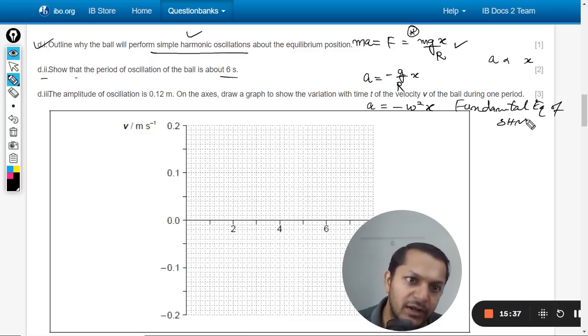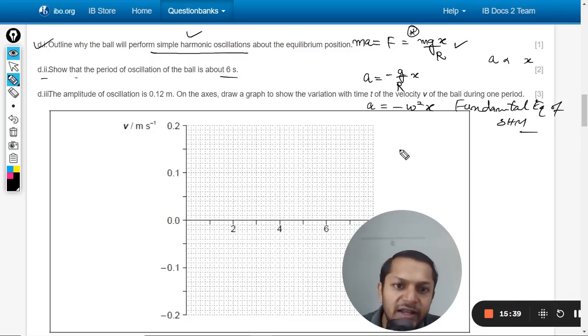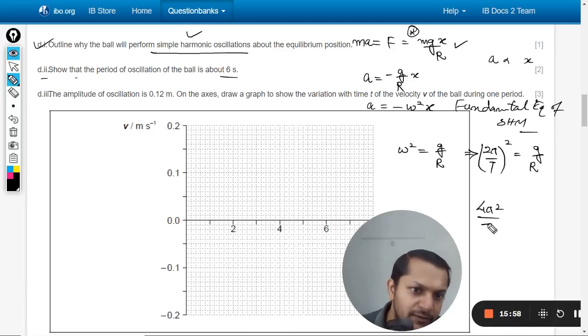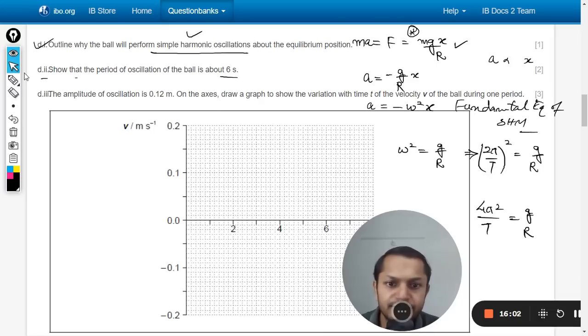Clearly, omega square will be equal to g divided by capital R. Omega will be written as 2 pi by capital T, so (2 pi by T) square is equal to g by R. From here you can find the value of T. So it will be T square equals 4 pi square R by g.